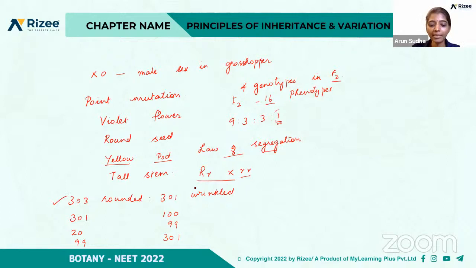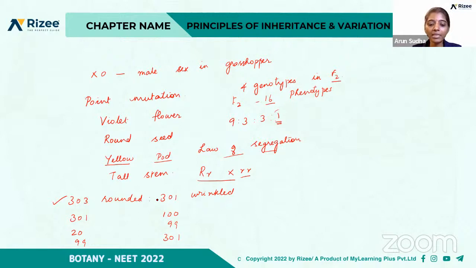Test cross ratio in a dihybrid cross would be 1:1, 1:2:1, 1:1:1:1, or 9:3:3:1. Test cross ratio in a dihybrid cross. Yes, C is the right answer, that is 1:1:1:1.